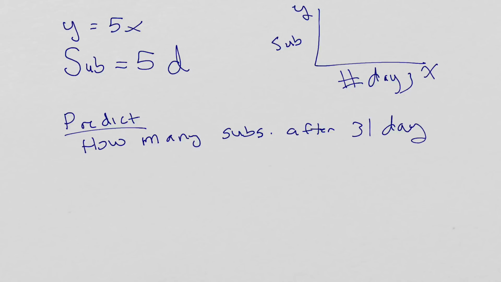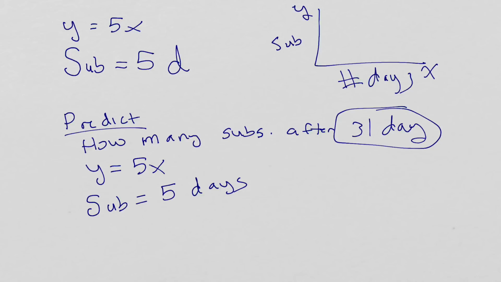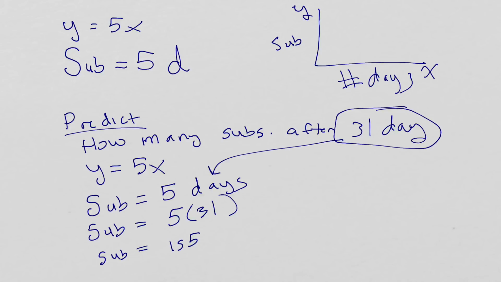If my equation is y equals 5x, or the number of subscribers is equal to 5 times the number of days, well, how many days are we talking about? We want to figure out how many subscribers after 31 days. So I'm going to write 31 days. So the number of subscribers will be 5 times 31. 5 subscribers a day times 31 days. The number of subscribers will be, well, 5 times 1 is 5. 5 times 3 is 15. 155 subscribers. All right, guys, after 31 days. Hopefully this helped you figure out how to write an equation of a proportional relationship.